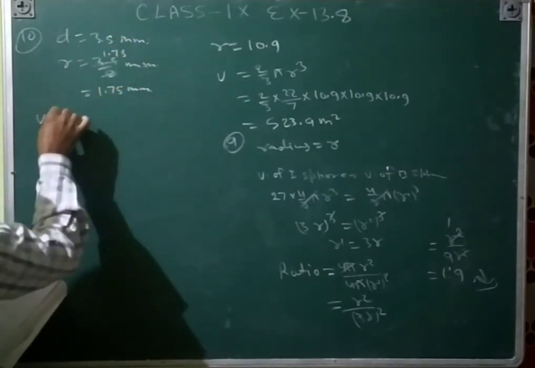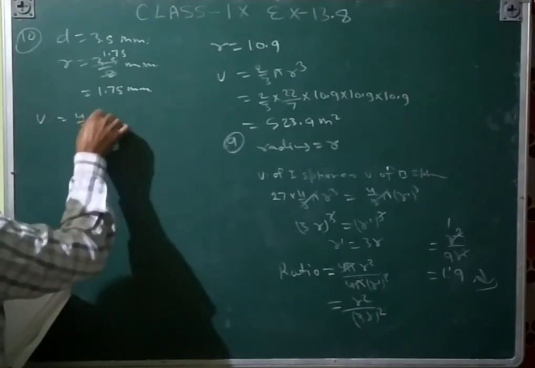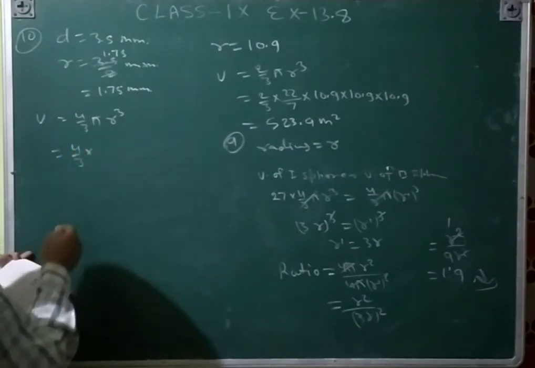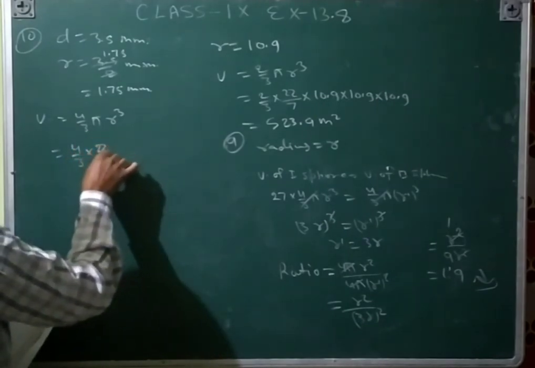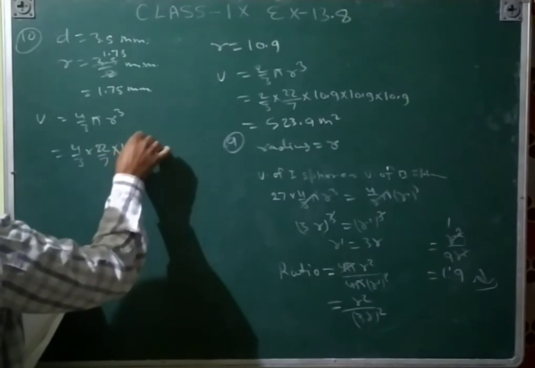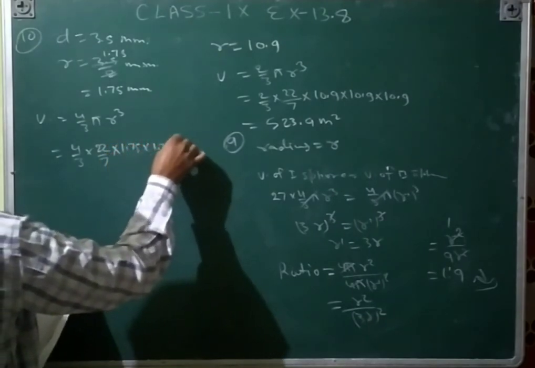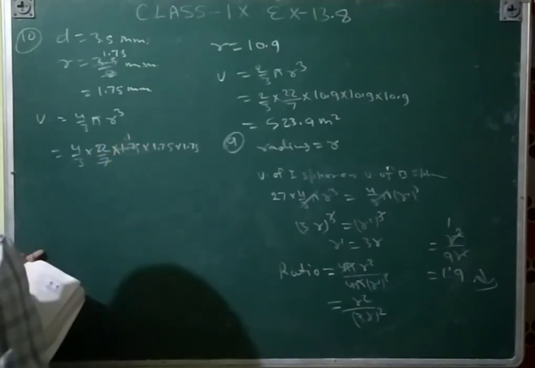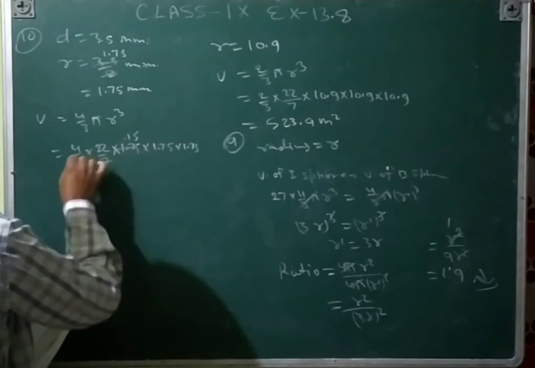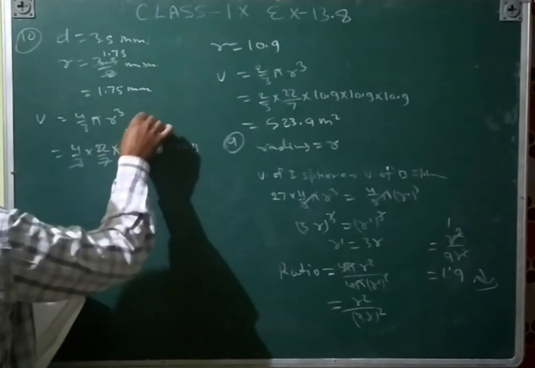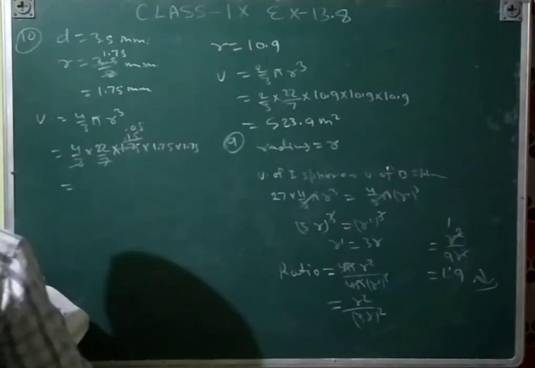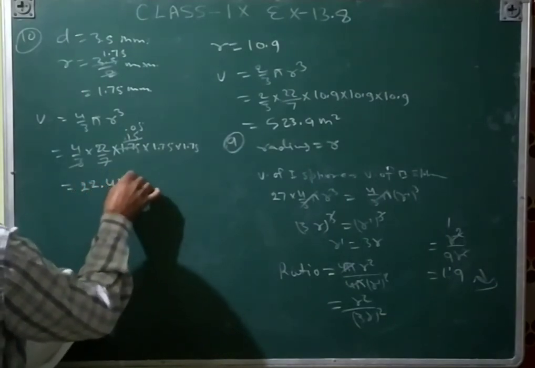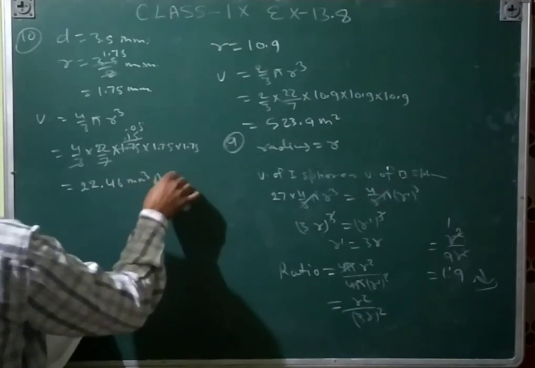So the volume of the sphere is equal to 4 upon 3 pi r cube. The value of pi is not given there, so 4 upon 3 into 22 upon 7 into 1.75 into 1.75 into 1.75. Multiplying that, the answer will be 22.46 mm cube. Okay.